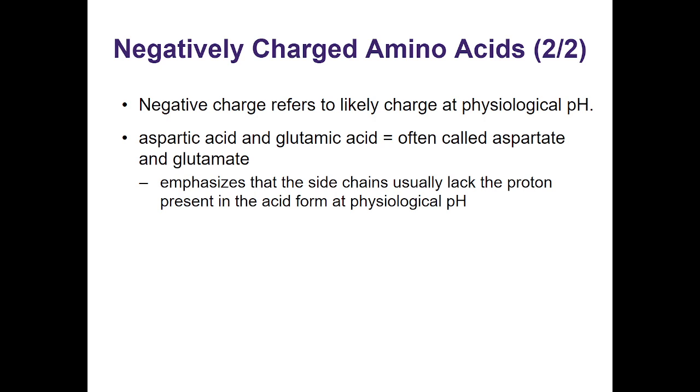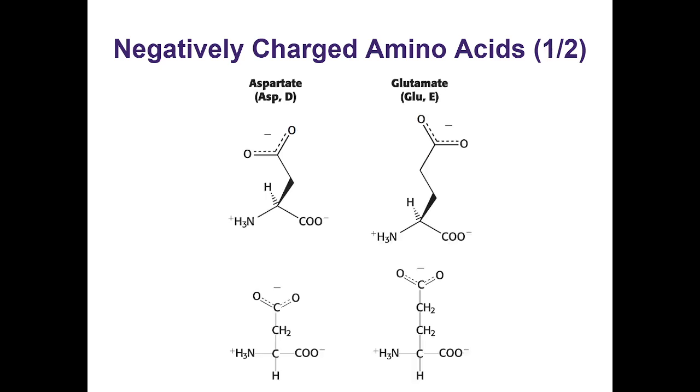The aspartic acid and glutamic acid, these are often called aspartate and glutamate. This emphasizes that the side chains usually lack the proton and are almost never present in the acidic form at physiological pH. Okay? And so again, this H right here actually refers to the same thing as carboxylate. That's where that comes from, doesn't it? Yeah. Carboxylic acid goes to carboxylate when it loses its proton. And that's why the naming was like that.